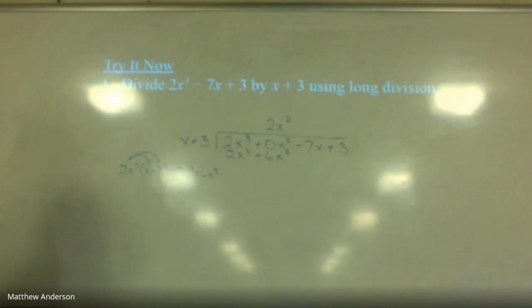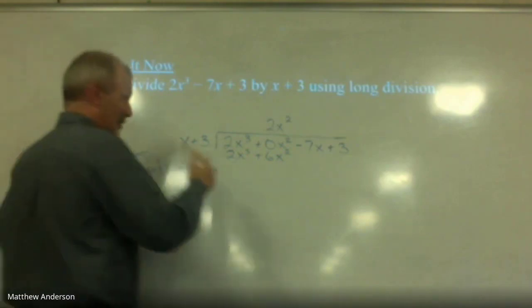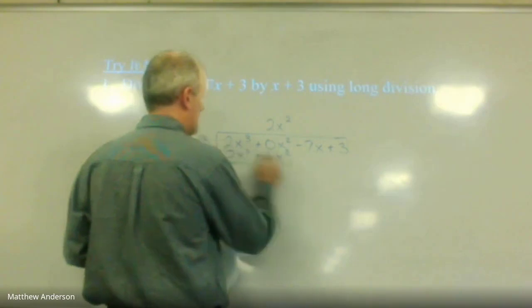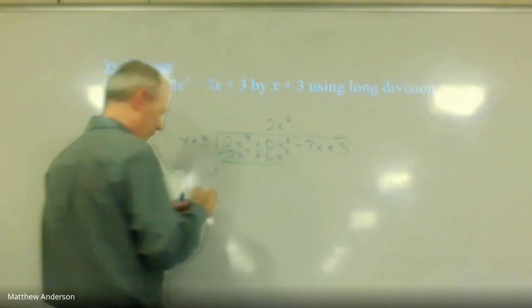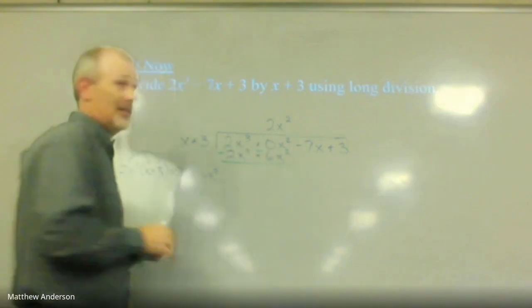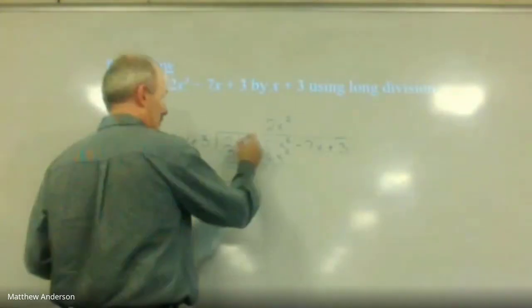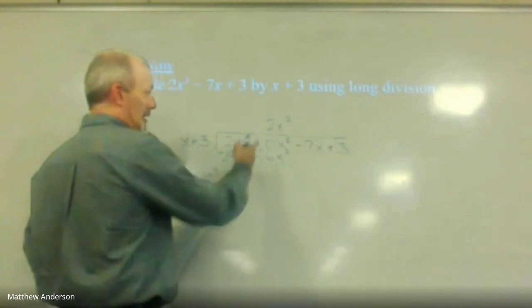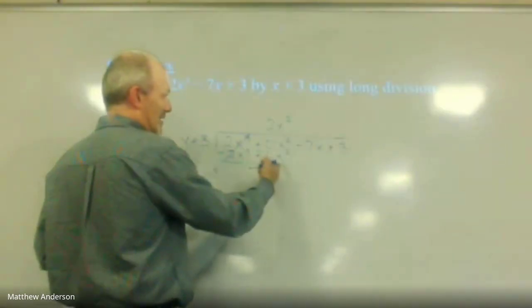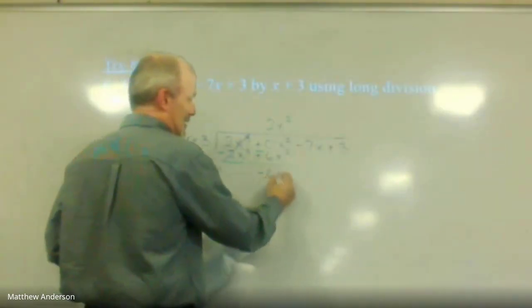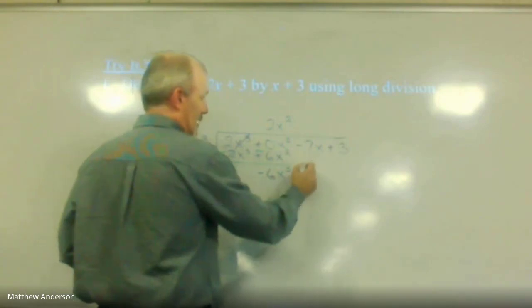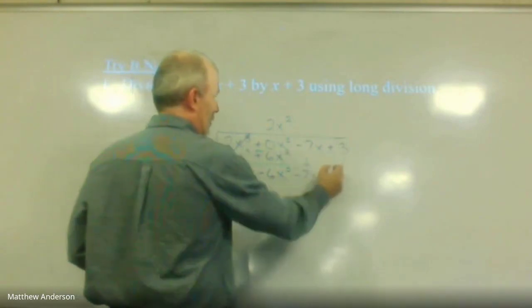Now, what do we do once we write that underneath there? We need to subtract. So we're going to draw the line and change the sign. So these both become negatives, which is good because then the 2x cubed will cancel, right? One's positive, one's negative. And then you've got 0x squared minus 6x squared, and that's negative 6x squared. And we bring down the minus 7x, and we bring down the plus 3.